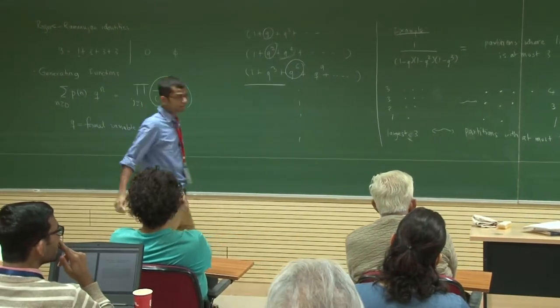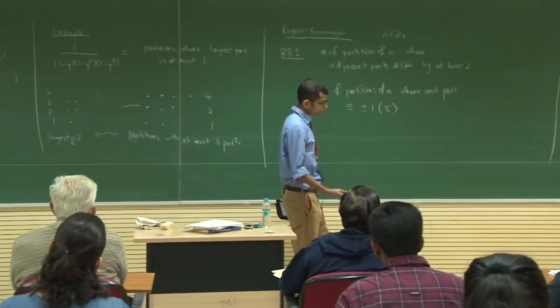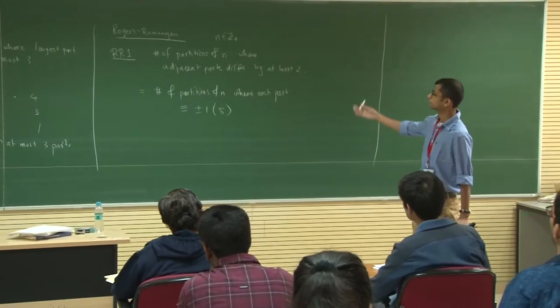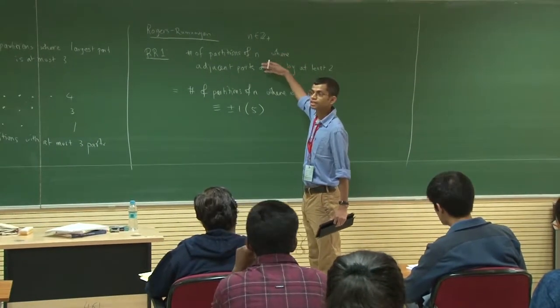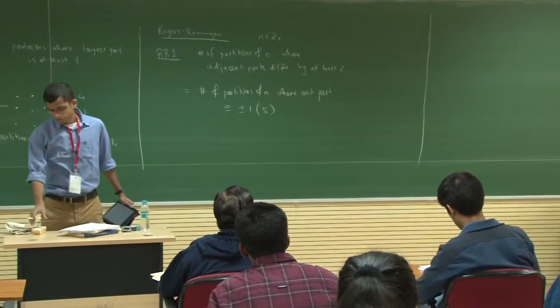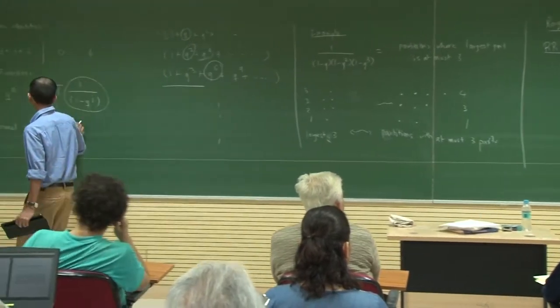I'll give an example. So these are somewhat mysterious at the first go. There is no 5 on the left hand side. Why is there a 5 on the right hand side? This is one of the many interesting things about this.